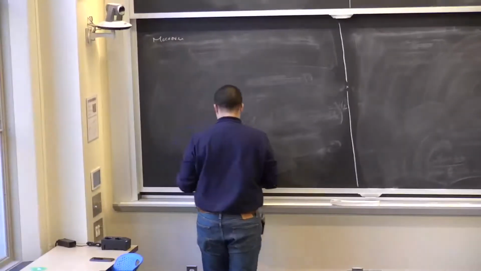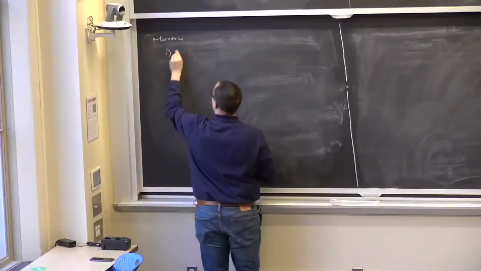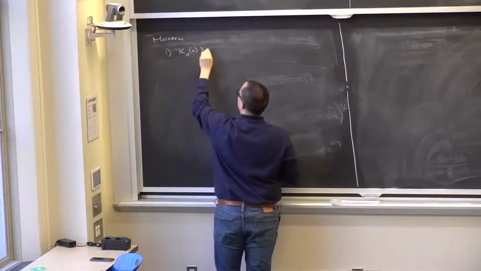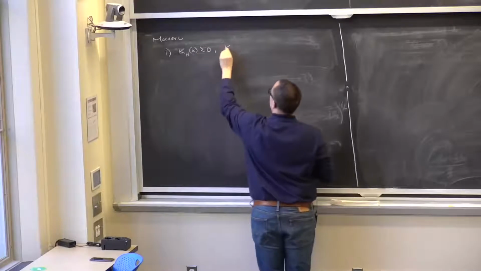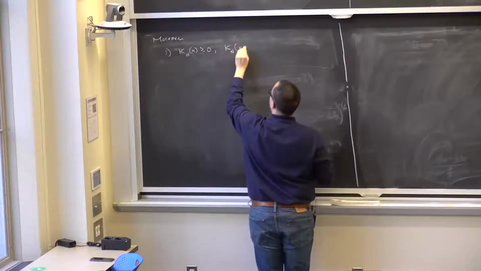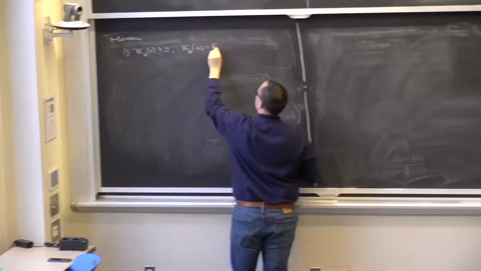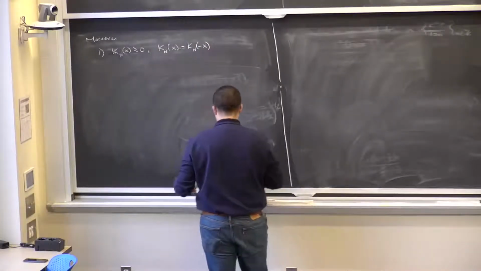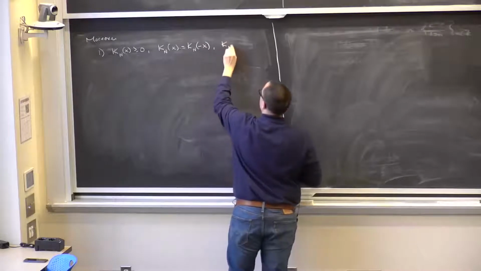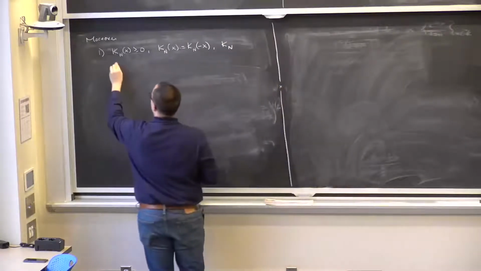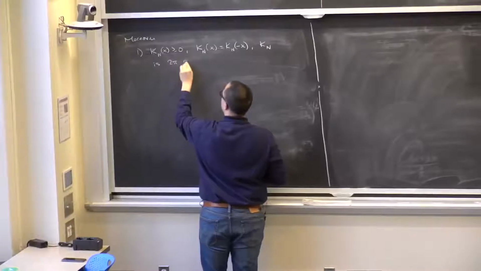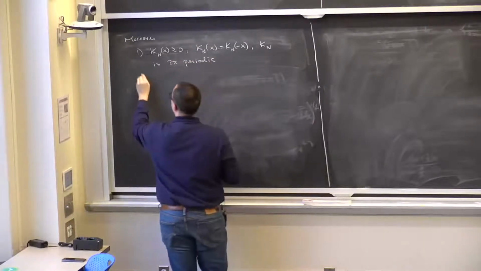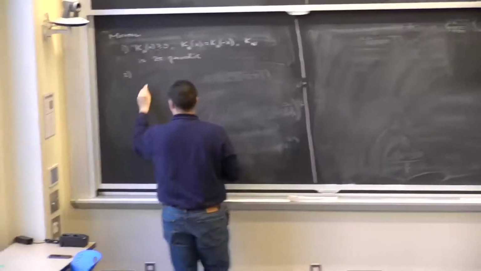Moreover, we have the following properties. One, Kn is non-negative. Kn of x is equal to Kn of minus x. It's even. And Kn is 2 pi periodic.